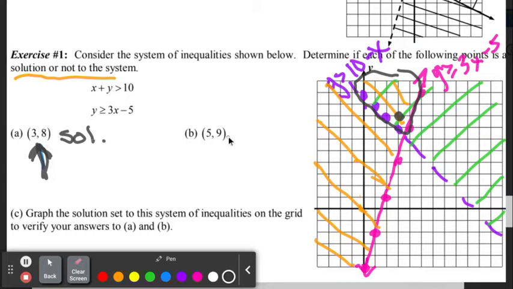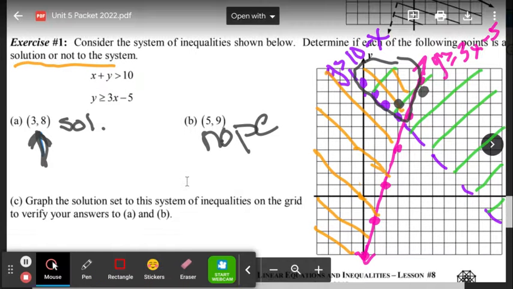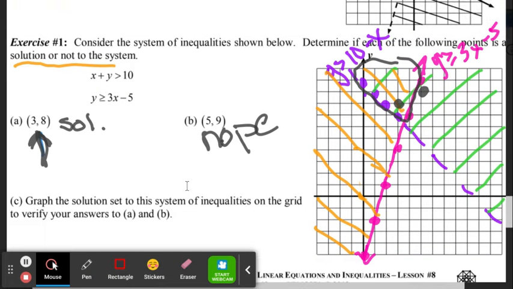SOL. Okay, now the next one, 5, 9. 1, 2, 3, 4. Right there. No, it's close, but it's not in the crisscross area. Oh, see, I don't really read directions so well. Part C says graph the solution set. So instead of substituting numbers in, I just graphed it and then I looked at my graph.